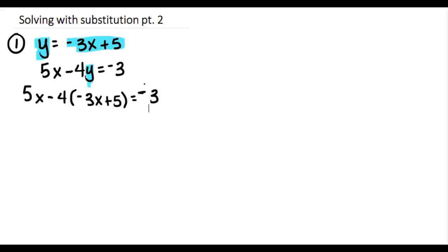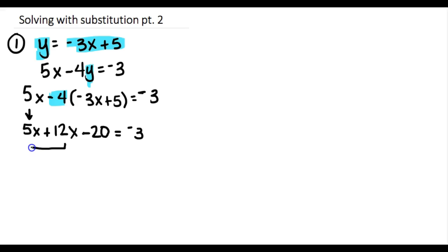From here, remember we have to distribute. I need to share this right here, and it's really a negative 4, so be careful. I bring down that 5x, and then negative 4 times negative 3x. Negative 4 times negative 3 is a positive 12, because remember, a negative times a negative is a positive. Then negative 4 times 5 gives a negative 20, so I'm writing it as minus 20. You could also write it as plus negative 20, your choice. Then I bring down the equal sign and the negative 3.